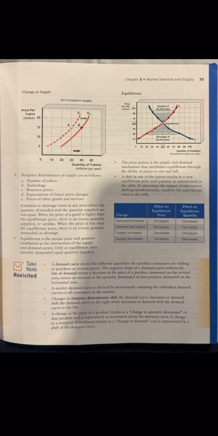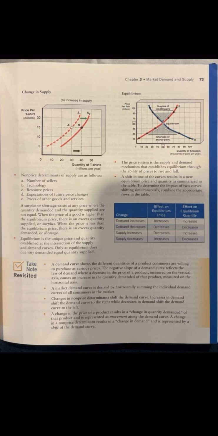Equilibrium is the unique price and quantity established at the intersection of the supply and demand curves. Only at equilibrium does the quantity demanded equal the quantity supplied. The price system is the supply and demand mechanism that establishes equilibrium through the ability of prices to rise and fall.